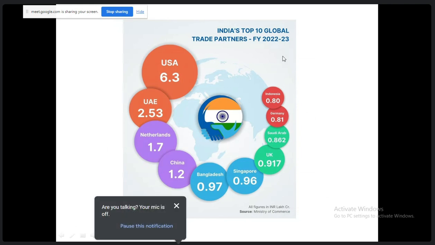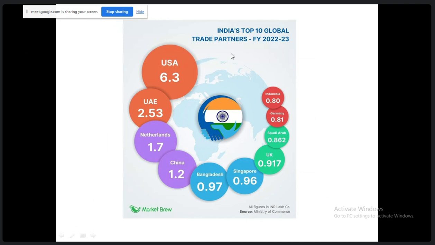So having talked about the world, the last slide is on India's global trade partners. If you want to decompose Indian trade, this is from the Ministry of Commerce. All figures are in lakh crore rupees. So here you see that this is trade, not just exports and not simply imports. It is imports plus exports.